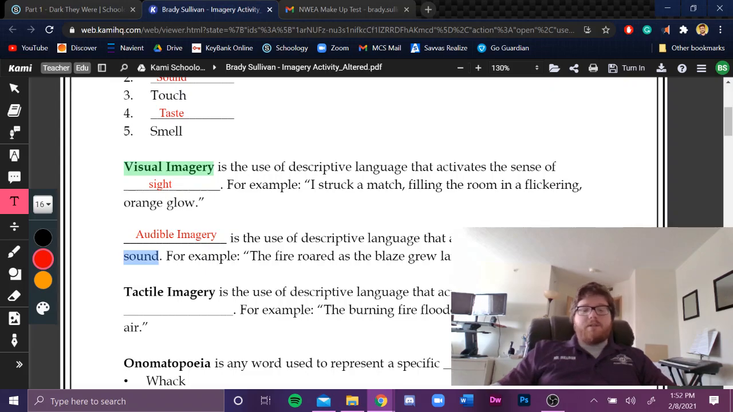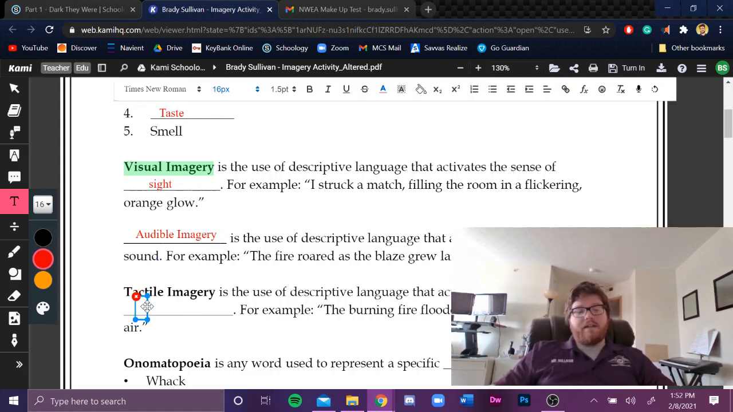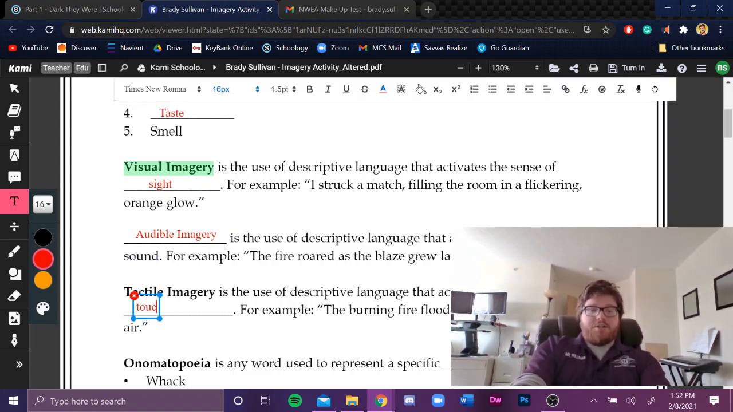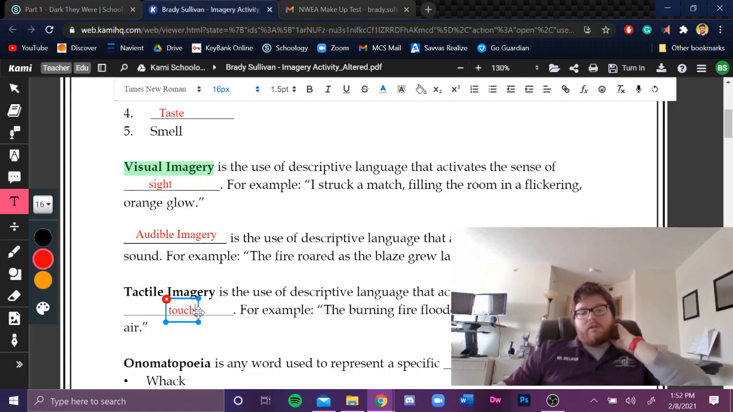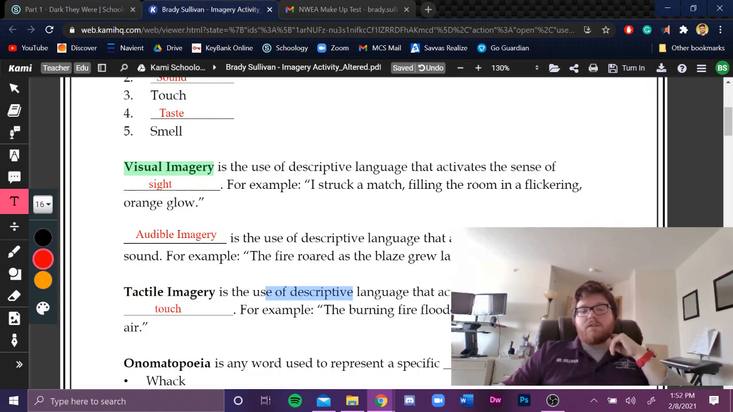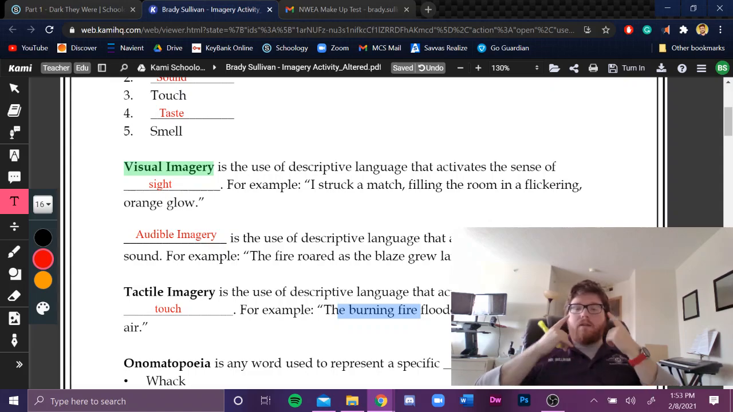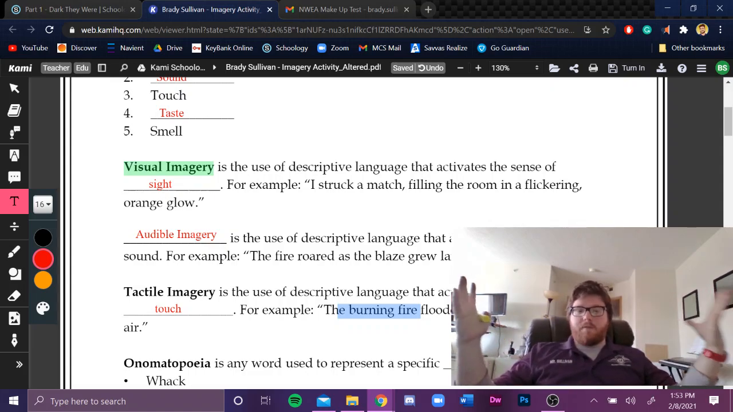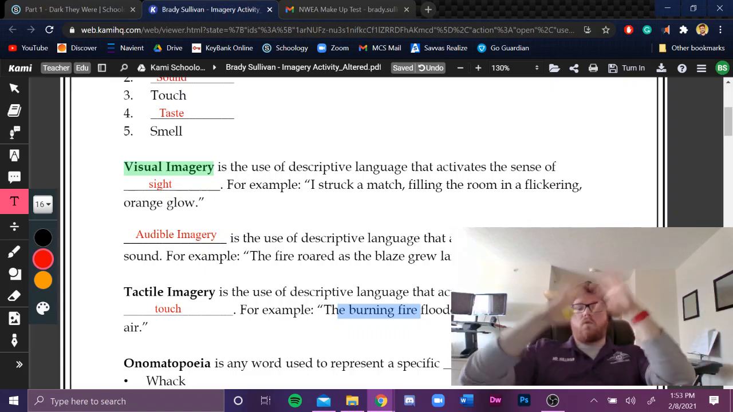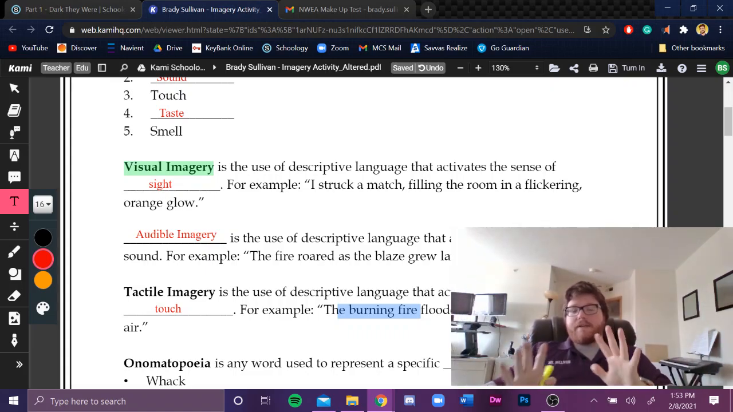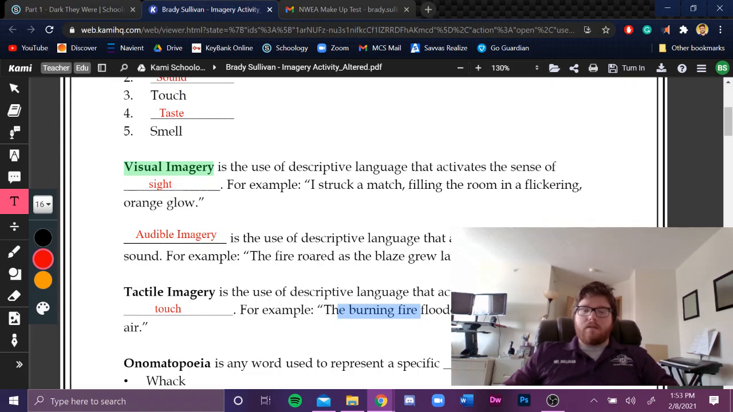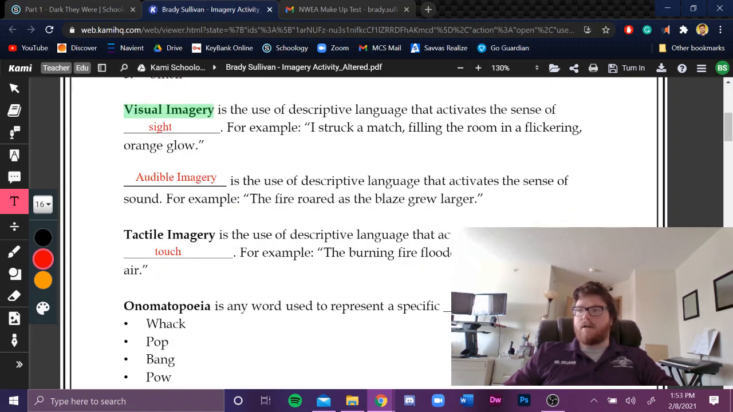Our third type of imagery is tactile imagery, and tactile means touch. Okay, so tactile imagery is the use of descriptive language that activates the sense of touch. For example, the burning fire flooded the room with warm air. So now we know what it looks like, orange light from the fire. We know what it sounds like, it's roaring, and we know what it feels like, it's warm. Make sure you have those copied down.